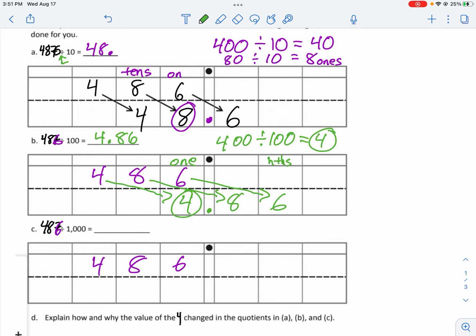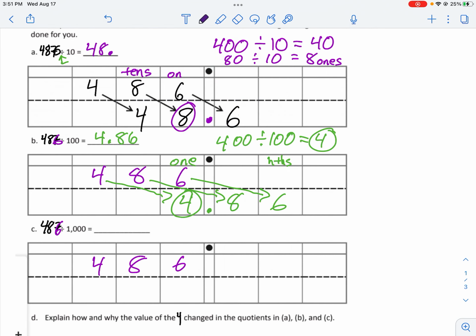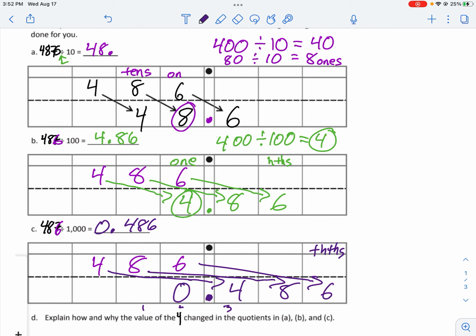Next, we do 1,000, and as you guessed, this time we're moving to the left. We're dividing by 1,000, so we're getting less, and it's going to move 3 spaces. There's 1, 2, 3 spaces to the right, and then we do the same for the 8 and for the 6. And we put a 0 there just so that people can see it. 0.486 or 486 thousandths. And this is the thousandths place.